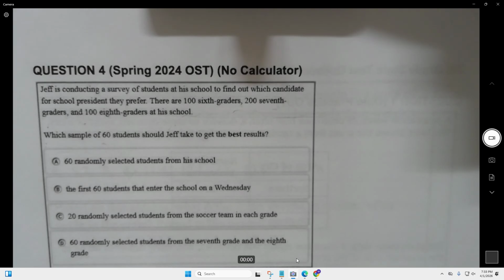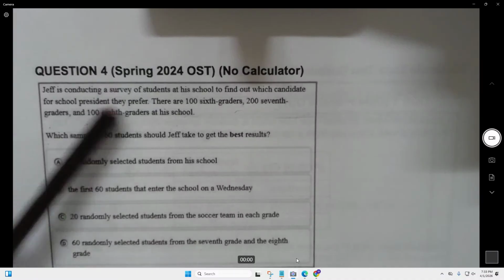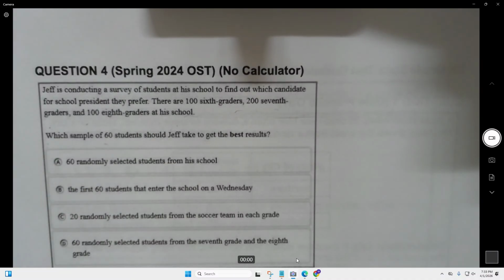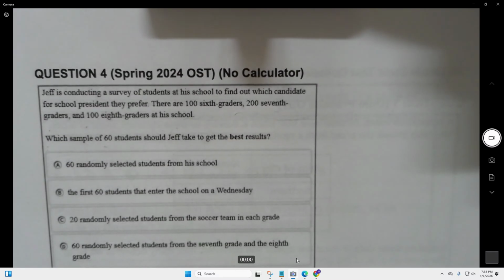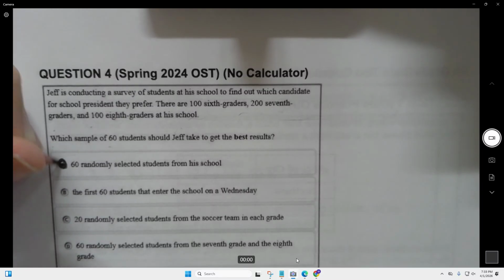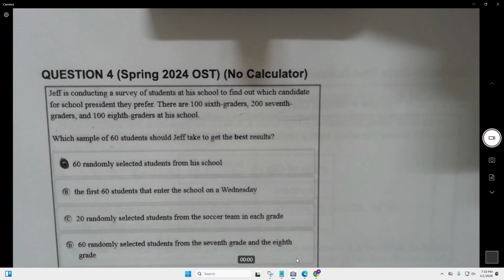When you are doing a poll, you do want everything to be as random as possible, meaning that if your population is the whole school, your sample should be as random of a group of that population as possible. The fact that there are more 7th graders than 8th graders and 6th graders is not relevant. You just want 60 people out of that population for your sample. So you just want 60 random people.